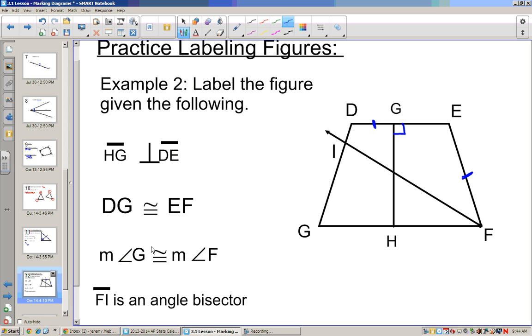Measure of angle G is congruent to measure of angle F. And FI is an angle bisector. So this side is going to be congruent with this. Now I first put one dash in here. I should probably fix that a little bit. Looks sloppy. First I put one dash in there and then I realized that I already used one dash for this angle. So I have to go in and put two dashes.